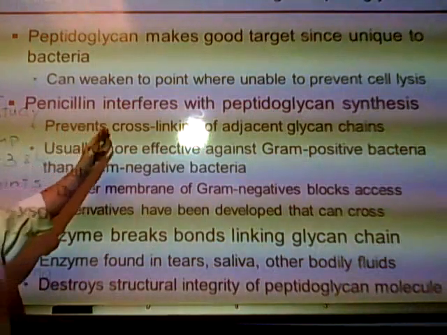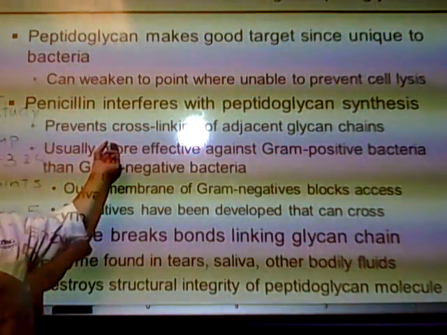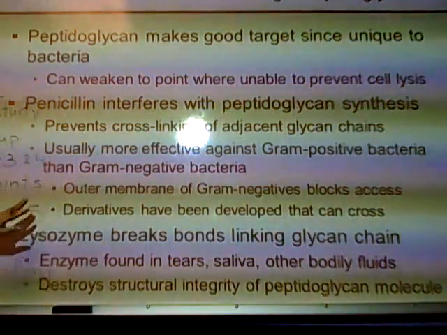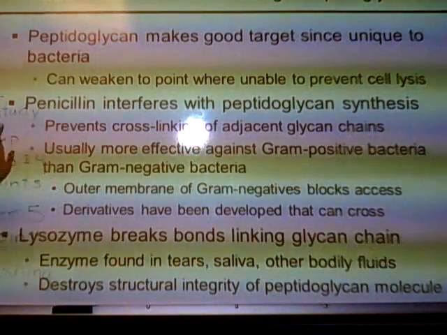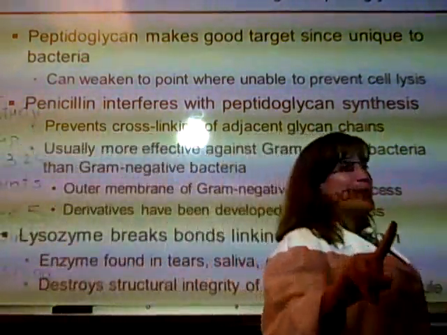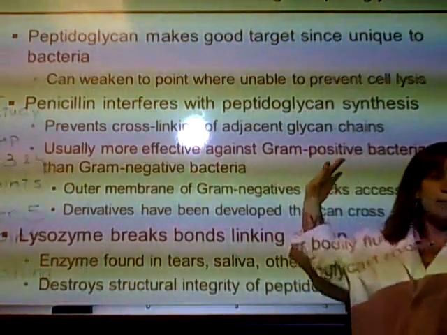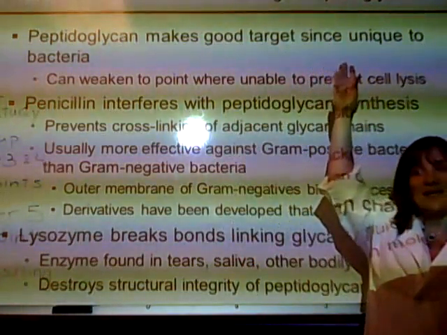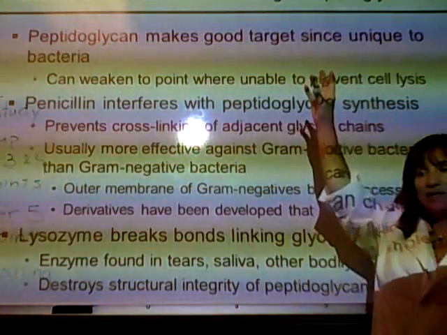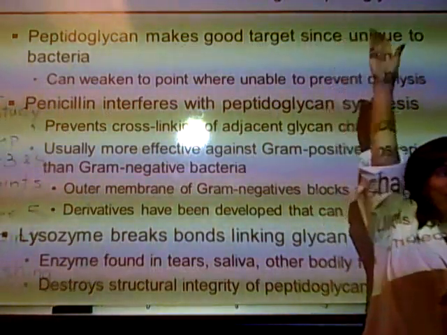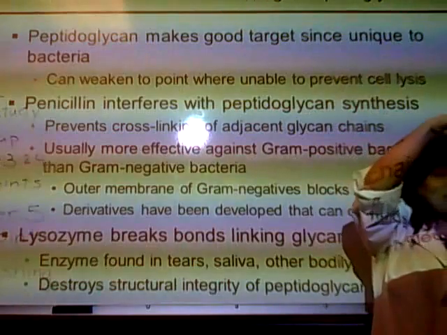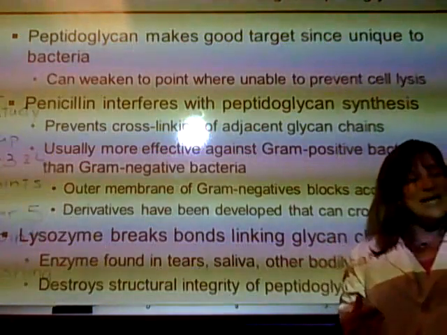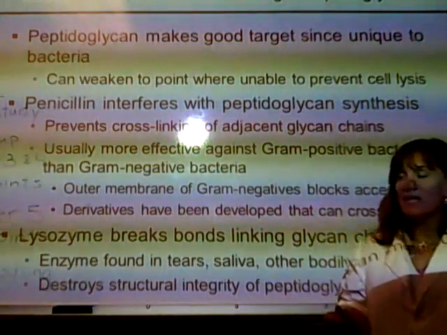Alright, so again, it's going to prevent cross-linking of the glycan chains. The NAM, NAG, NAM, NAG, those proteins in the middle are not going to link to each other. Okay? And again, of course, they're usually more effective against gram-positive than gram-negative. Who can tell us why penicillin is more effective against gram-positive than gram-negative? More specifically, please. There you go. Outstanding. Okay, the peptidoglycan is going to be thick in the gram-positive, so it's going to have a larger effect.